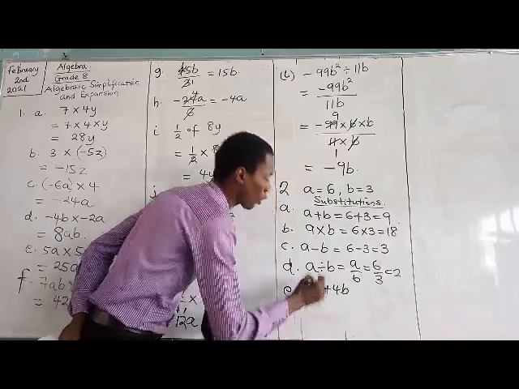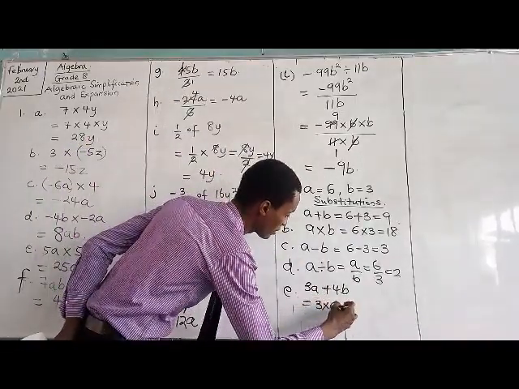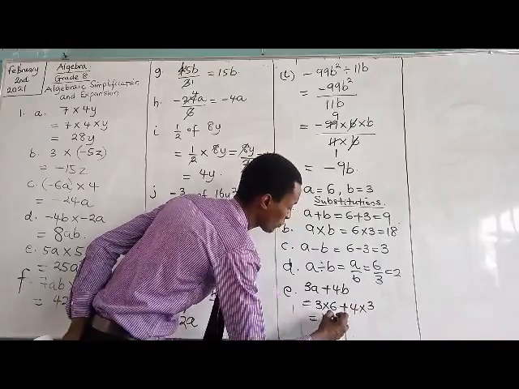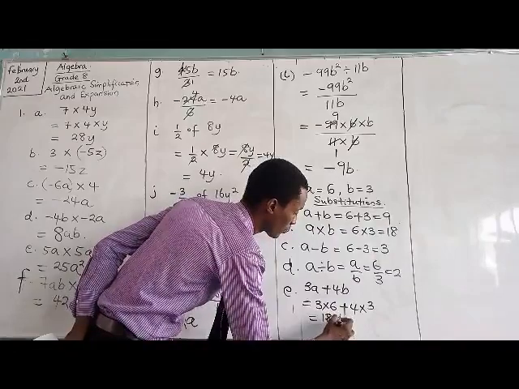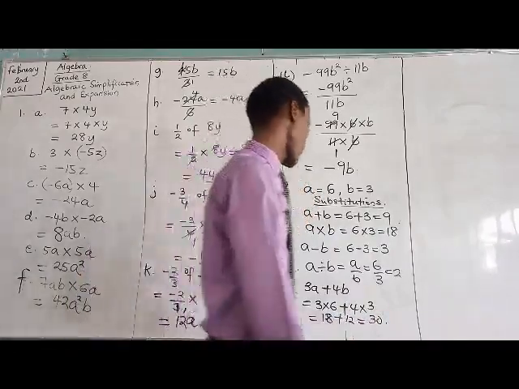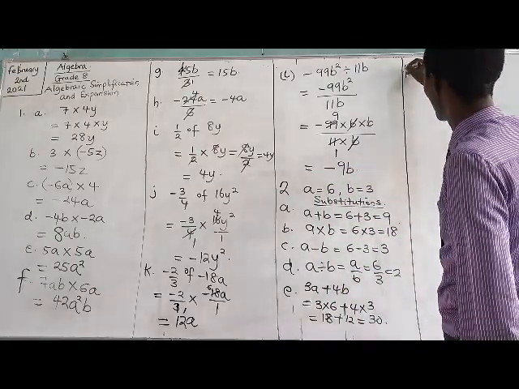4b. Recall, what is your A? Your A is 6, and your B is 3. So this will give you 12, right, 18 plus 12, and that will give you what? 30. Okay, so that settles that for question E. Let's try to take on F.